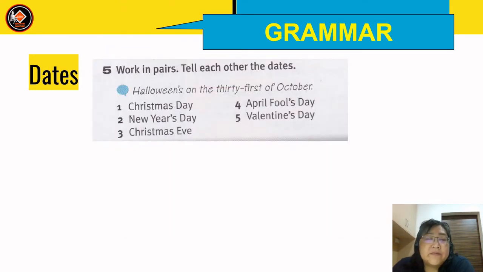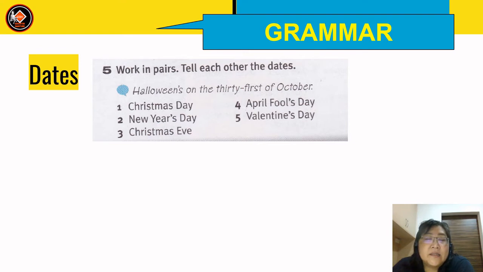Now for exercise 5, you can work in pairs. Then you can tell each other the dates. So for example, the first one, Halloween's on the 31st of October. So you have other celebrations here like Christmas Day, New Year's Day, Christmas Eve, April Fool's Day, and Valentine's Day.